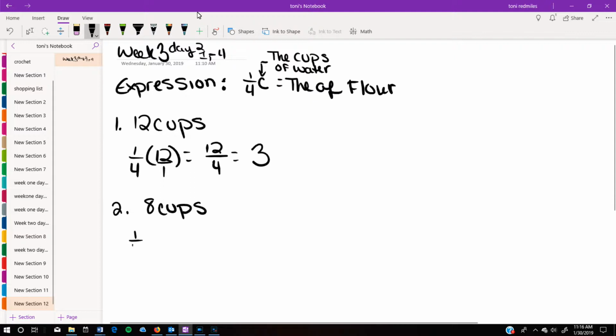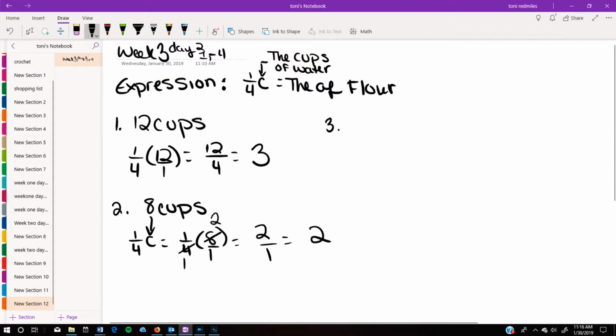So my expression is 1/4C. The 8 goes in for the C, okay, which is going to equal 1/4 times 8. Put a 1 underneath my 8 to make it a fraction, and I'm going to cancel. 4 goes into 4 one time, 4 goes into 8 2 times. 1 times 2 is 2, 1 times 1 is 1, so the answer is 2.